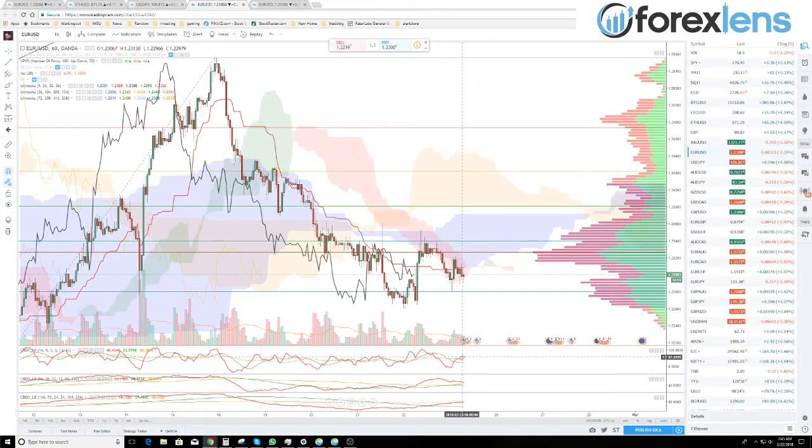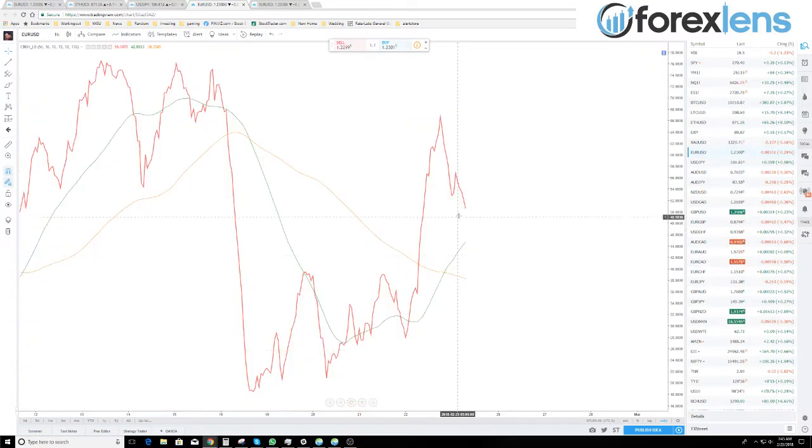So I have a composite index here on the 1, 4, and 8. And how these behave is that when the red line, our composite index, is above both the fast and the slow RSI averages, that means we have a short bias.